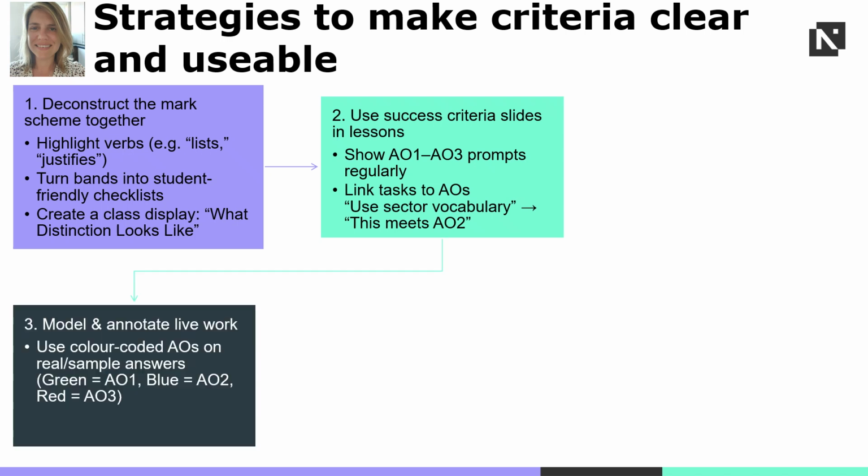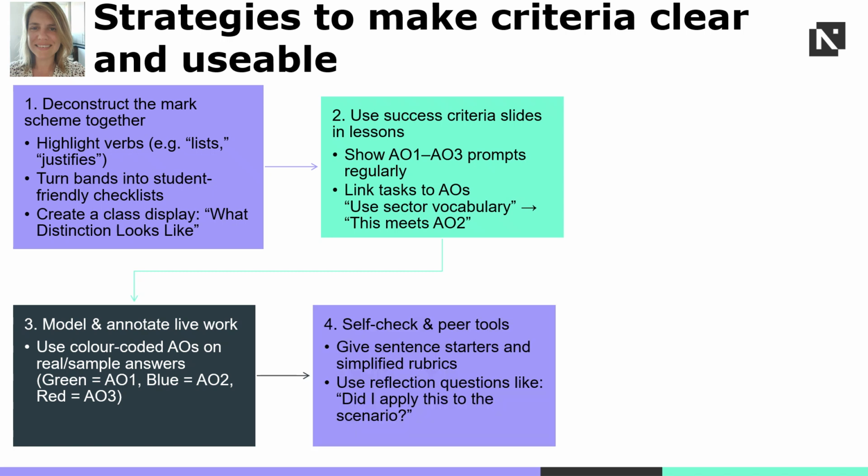Third, model and annotate live work. So use real or sample answers and colour code the assessment objectives, perhaps green for AO1, blue for AO2, and red for AO3. And fourth, build self-check and peer assessment into your routine. Sentence starters, simplified rubrics, or reflective questions can empower students to monitor their own progress more independently.